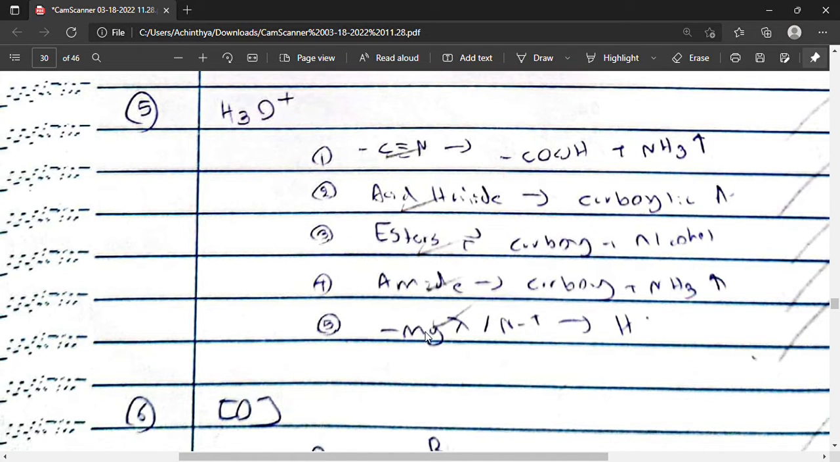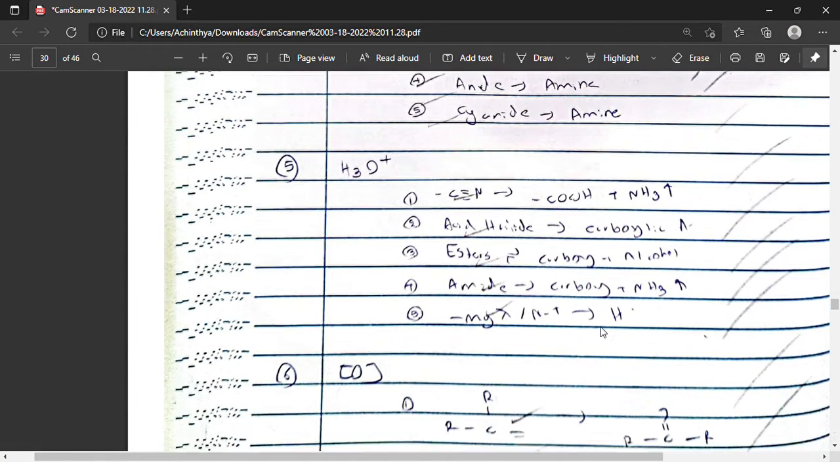We can even convert Grignard reagents into hydrocarbons. Yeah, and nitrides.